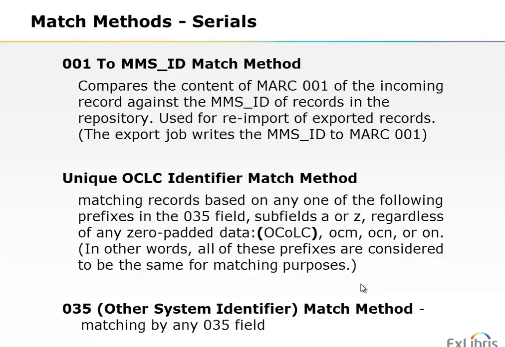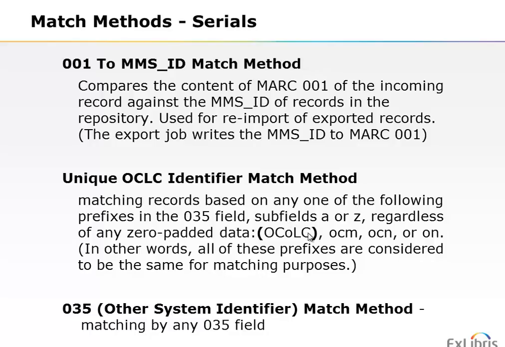Here you see a list of the 4 different prefixes which are recognized by Alma for purposes of this match method. In other words, all of these prefixes are considered to be the same for matching purposes. If the existing record has one prefix and the incoming record has a different one of these prefixes, they will nevertheless be identified as matching if the numbers that follow those prefixes are identical. I'd just like to emphasize here that for the first prefix, the parentheses are considered part of that prefix.